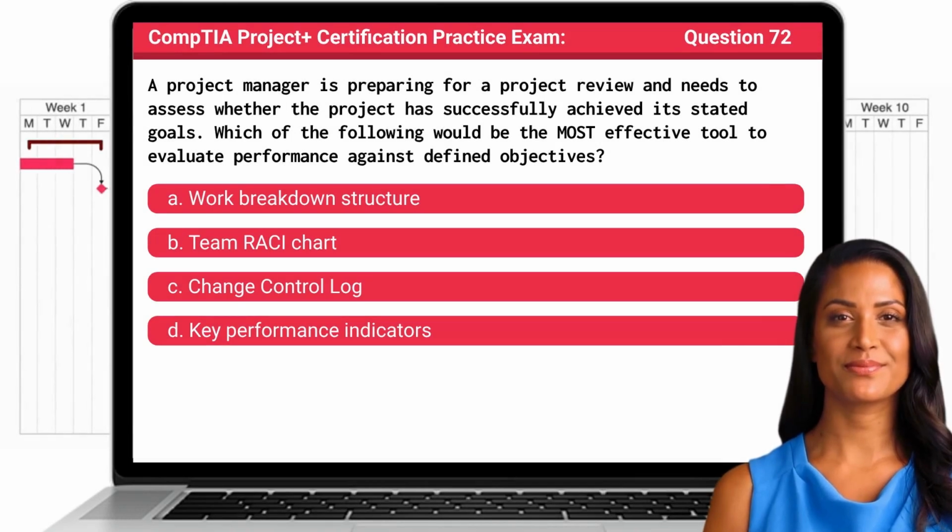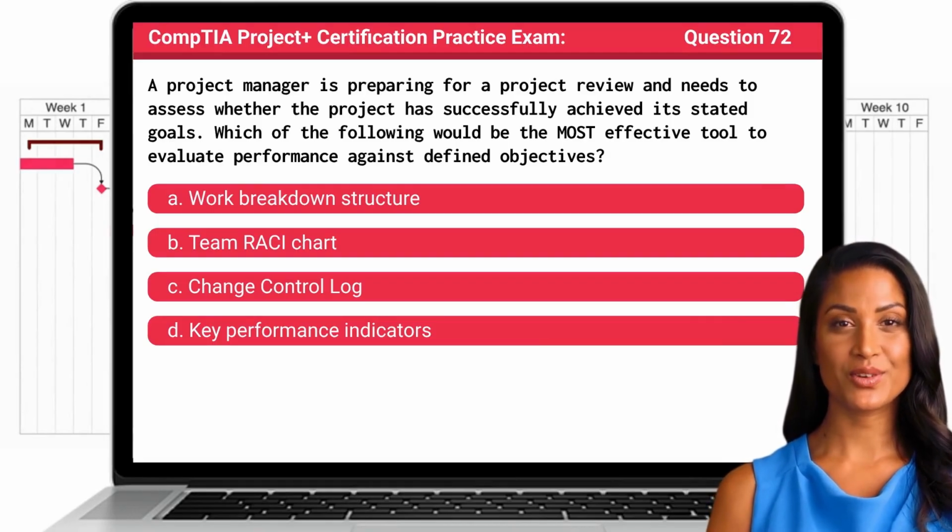Question 72. A project manager is preparing for a project review and needs to assess whether the project has successfully achieved its stated goals. Which of the following would be the most effective tool to evaluate performance against defined objectives?